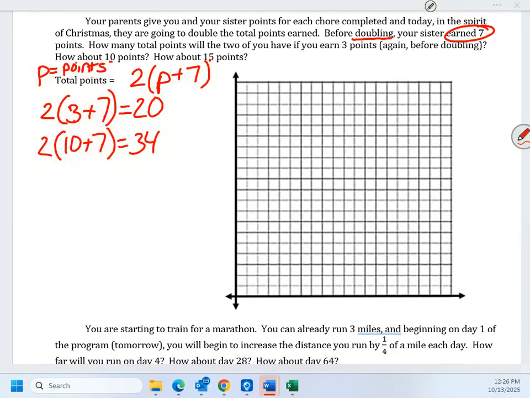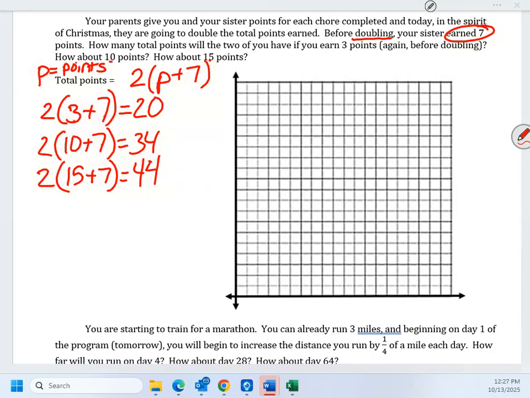What am I going to put for my next expression? Elliot? 15. So I'm going to put a 15 in there. So 2 times 15 plus 7. So 15 plus 7 is 22. Times 2 is what, Gavin? 44. Oops. I said 44, but I wrote the wrong number. 44.